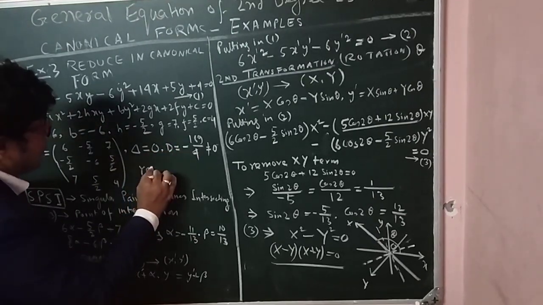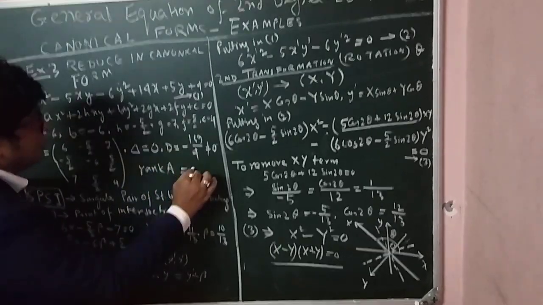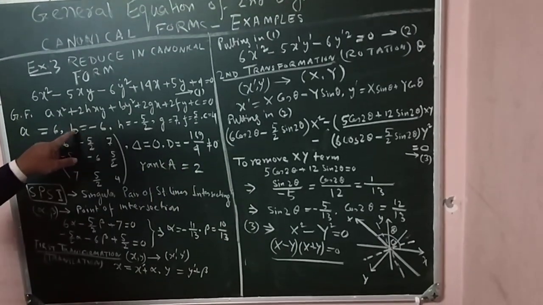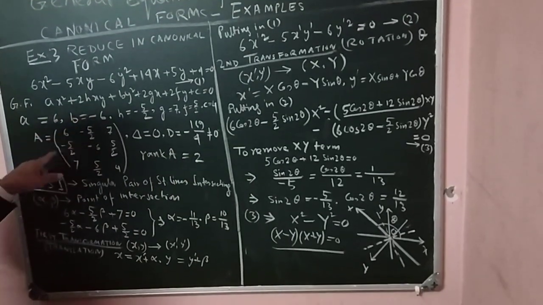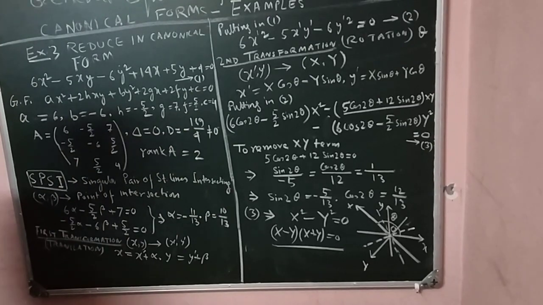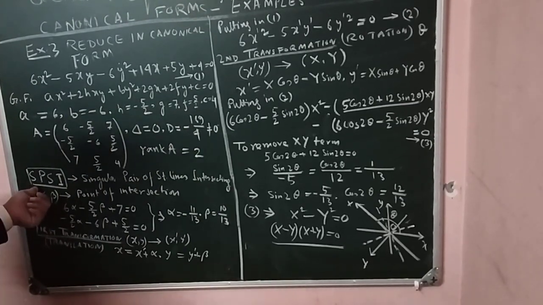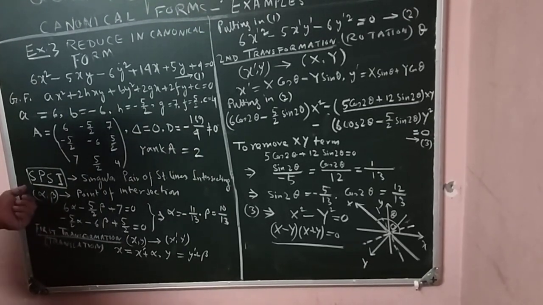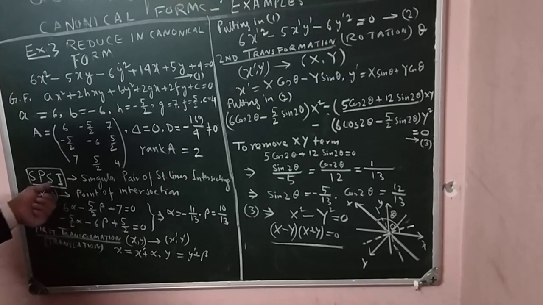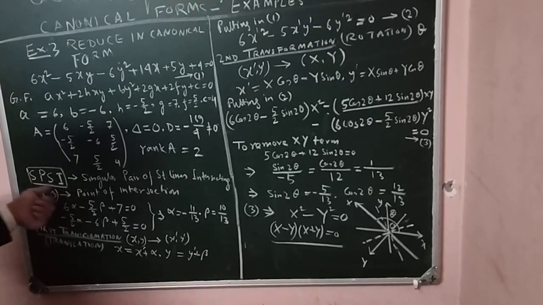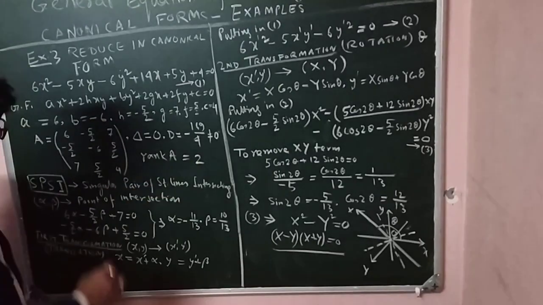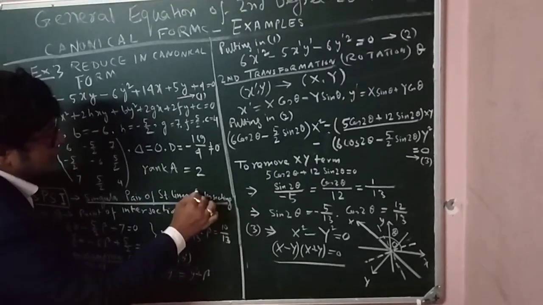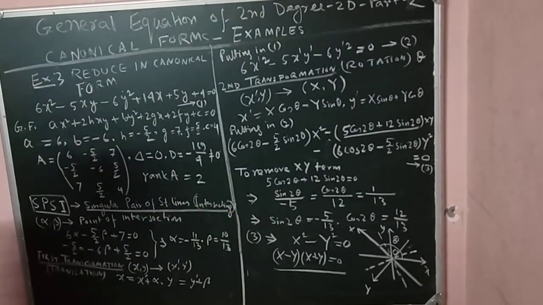So what is the rank of A here? The rank of A is 2, because at least one second order minor is not equal to 0. So according to our part 1 video, this is under the category SPSI, that is, singular pair of straight lines intersecting, a pair of intersecting straight lines.